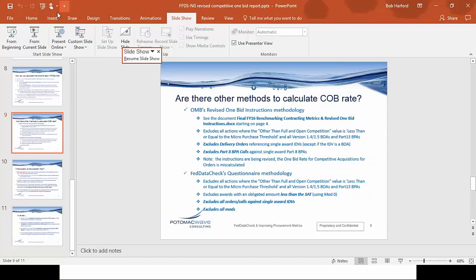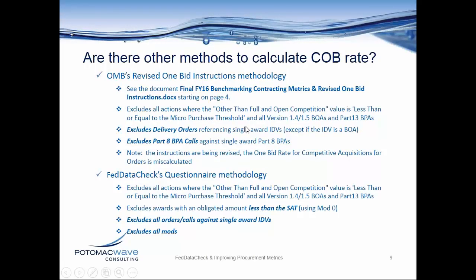Hey, lastly, we can look at this. Are there other methods to calculate the competitive one-bid rate? And the answer is yes, there is. OMB put out revised instructions for procurement analysts to submit to them that calculates the one-bid rate in a unique manner, in a manner that they were going after, which I think makes more sense than the FPDS NG report, even if it were working properly.